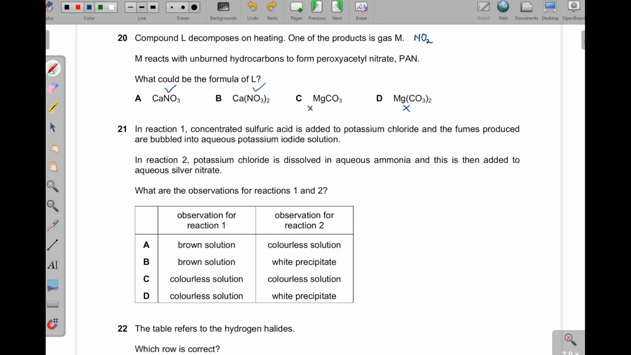So this one is the right one. Right formula. This one is wrong. Why? Because we have calcium. It has 2 plus. And then nitrate, it has a charge of -1. That means you will need 2 of these to balance this 2 plus. So you cannot have this. That means our answer has to be B here.